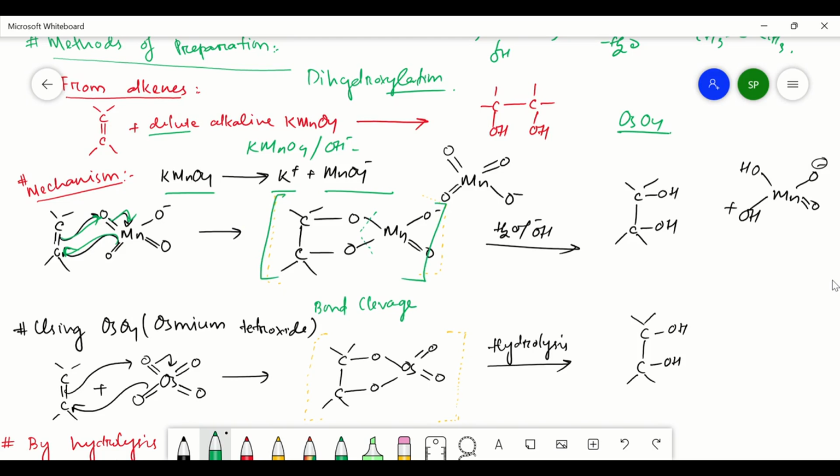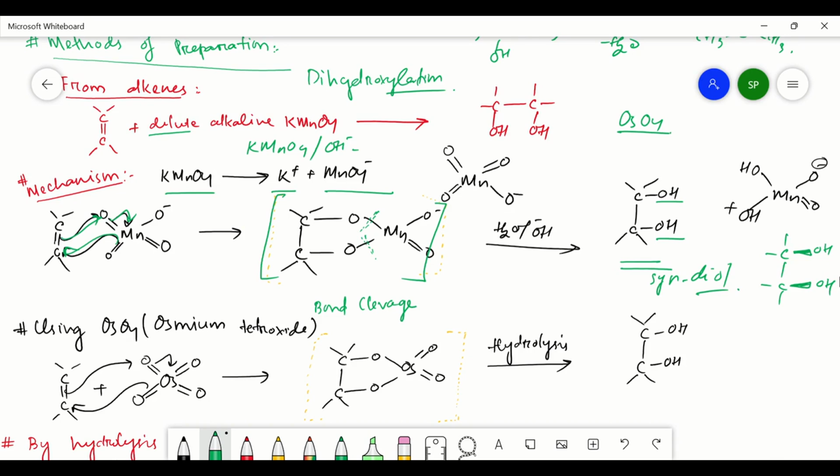Now on basic hydrolysis of this intermediate, there will be bond cleavage from here and here, and there will be formation of diol, that is syn diol. Syn diol means these two OH groups will have the same stereochemistry. If one is in wedge position, the other will also be in wedge. If one is in dash position, the other will also be in dash position. So this is one type of dihydroxylation, also known as syn dihydroxylation.